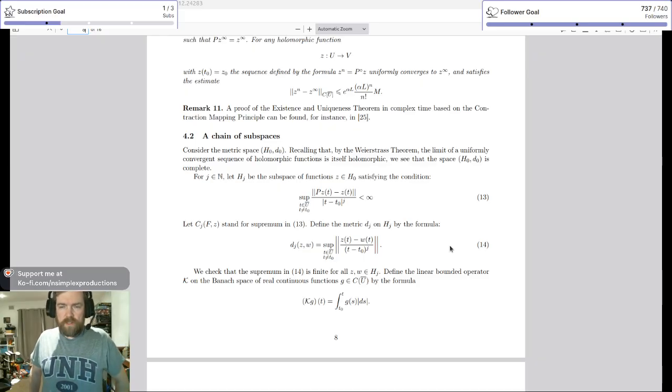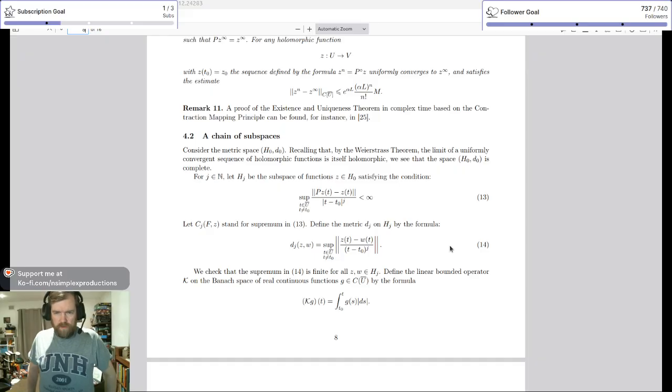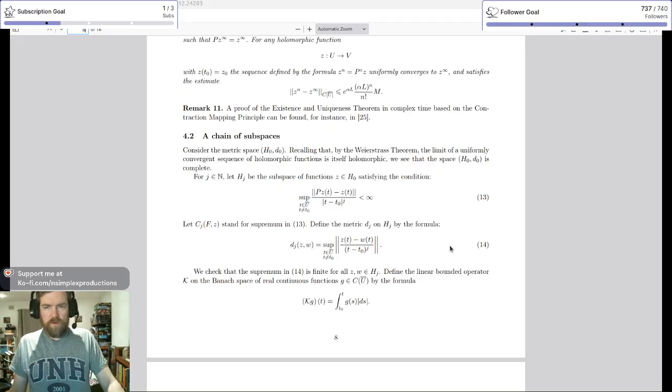Define the metric d sub j on h sub j by the formula d sub j of z, w is equal to the supremum over t in U bar, t not equal to t0, of the norm of z of t minus w of t over t minus t0, all raised to the j. Check that the supremum is finite for all values.